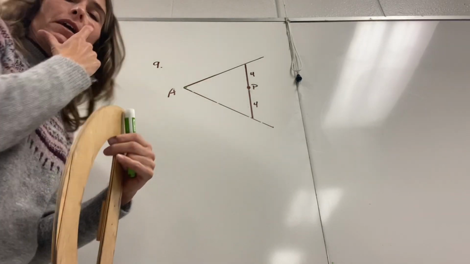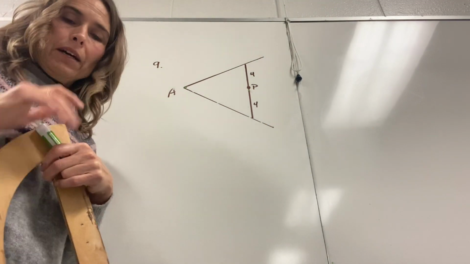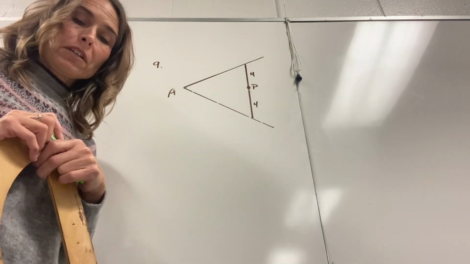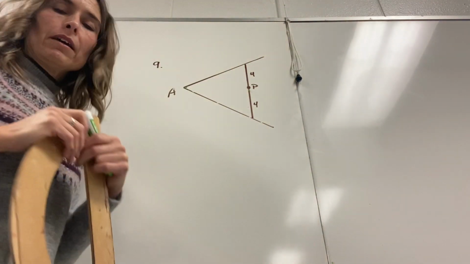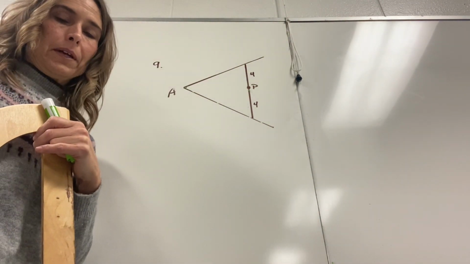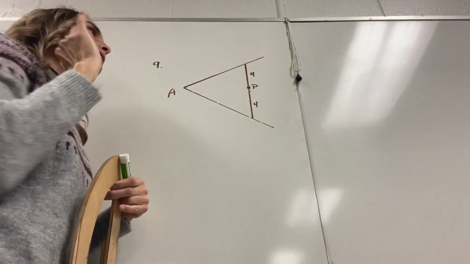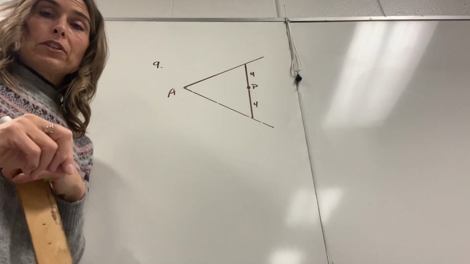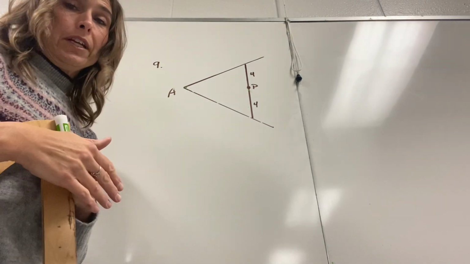All right, this is number 9 from your quiz 5.1 to 5.2. The directions for number 9 say to tell whether the information in the diagram allows you to conclude that P is on the angle bisector, okay? And an angle bisector is a line or a ray that divides an angle into two equal parts. Now that angle bisector is not drawn in, but we have to determine whether or not P would lie on that angle bisector if it were drawn in, okay?